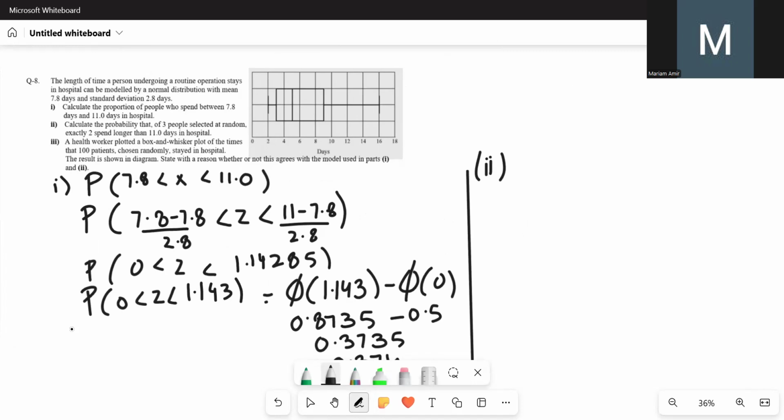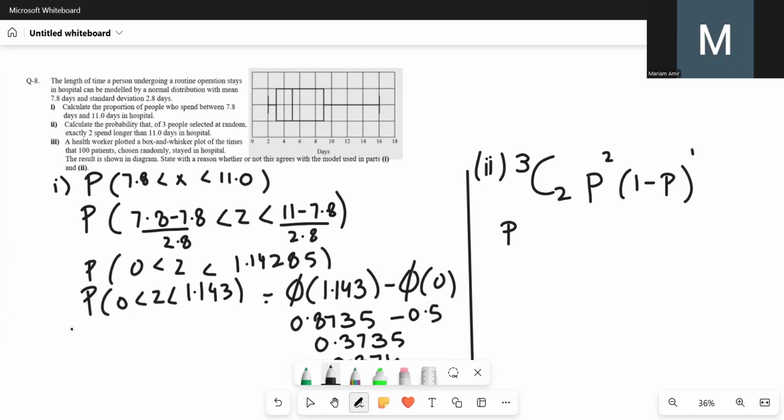Calculate the probability that of the 3 people selected at random, exactly 2 spend longer than 11.0 days in the hospital. So this is the case of binomial distribution. We'll do 3C2. Probability of success will have a power of 2. Probability of failure, which is usually represented by Q, or 1 minus P, will have a power of difference of 3 and 2, which is 1. Okay. Now, what's P and what's Q?